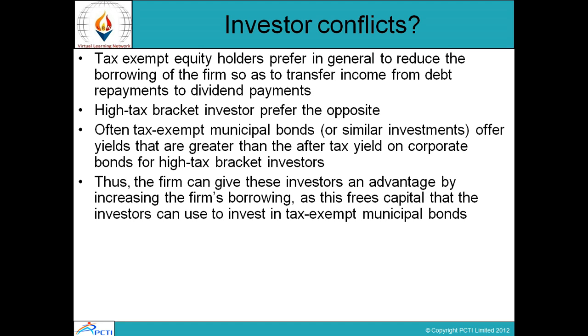Investors' conflicts. Tax exempt equity holders prefer in general to reduce the borrowing of the firm so as to transfer income from debt repayments to dividend payments. High tax bracket investors prefer the opposite. Often tax exempt municipal bonds or similar investments offer yields that are greater than the after tax yield on corporate bonds for high tax bracket investors. Thus, the firm can give these investors an advantage by increasing the firm's borrowing, as this frees capital that the investors can use to invest in tax exempt municipal bonds.